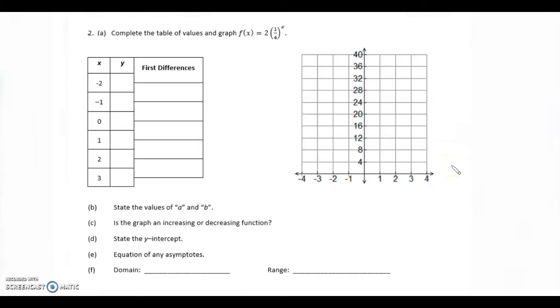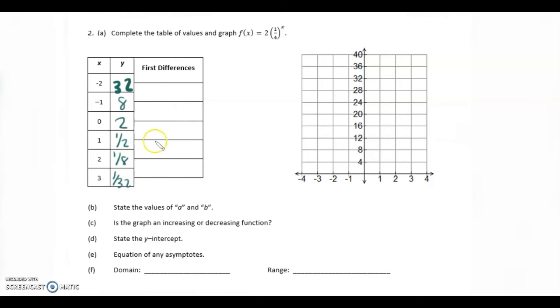Now, complete the table of values and graph f of x equals 2 times 1/4 to the x. When we plot these numbers, we're going to go 2 times 1/4 or 0.25 in your calculator, to the -2. I get 32. Make my pen a little bit smaller. And then I get 8, 2, positive 1, sorry, 0.5, 0.125. 0.5 is 1/2. This would be 1/8, and then this is probably going to be 1/32. Yeah, 1/32.